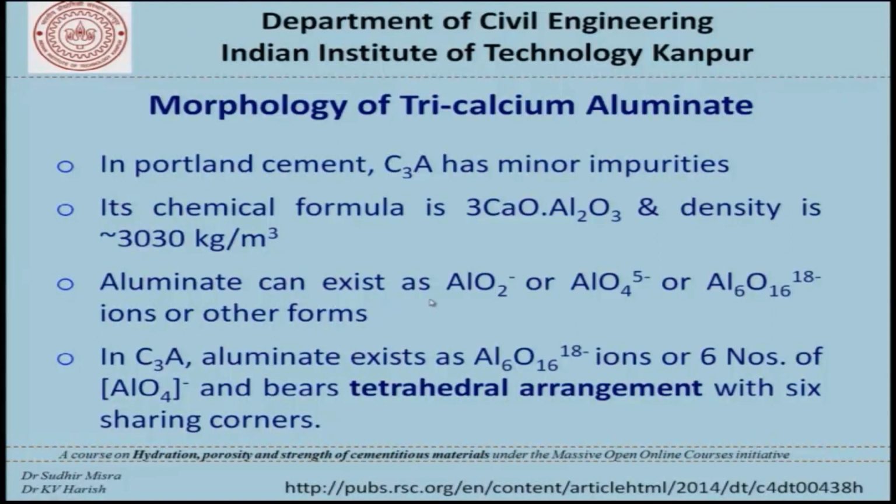Aluminate can exist as AlO2 minus, AlO4 5 minus or Al6O16 18 minus ions in most cases, and in other cases there could be other forms. However, in C3A, aluminate exists primarily as Al6O16 18 minus ions. This is very important. Al6O16 18 minus ions can also be put as 6 AlO4 minus ions, basically arranged in a tetrahedral manner with 6 sharing corners.